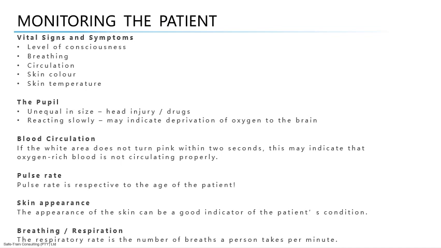Breathing or respiration. The respiratory rate is the number of breaths a person takes per minute. The rate is usually measured when a person is at rest and involves counting the number of breaths for 1 minute. This is often done by counting how many times the chest rises. To save time, this can be done over 30 seconds and then the result doubled. However, this is a less accurate method.